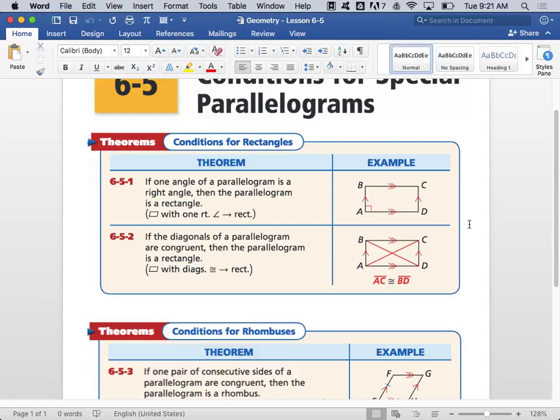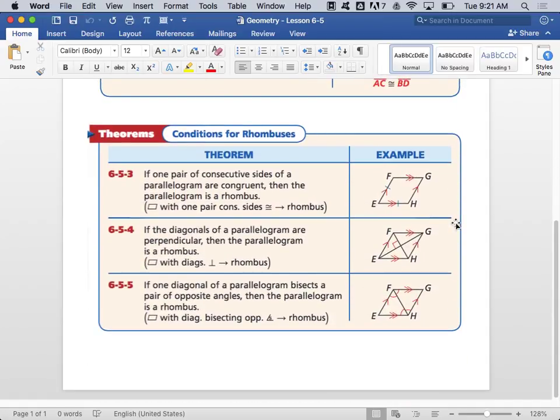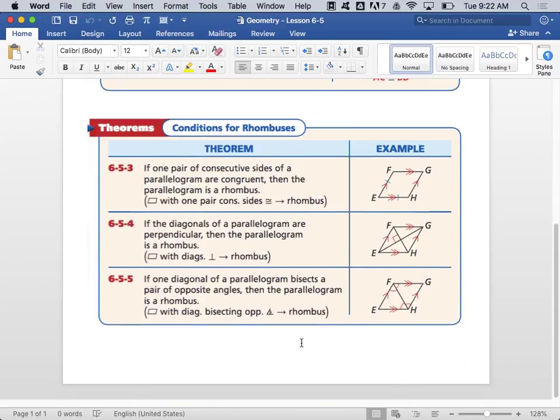All right? For this, if I have a parallelogram and I have two consecutive sides that are congruent, then it's a rhombus. Okay? If the diagonals meet at a right angle, then it's a rhombus. And if the diagonal bisects the angles, it's a rhombus. Okay, so those are the conditions for it. Does that make sense to you guys?